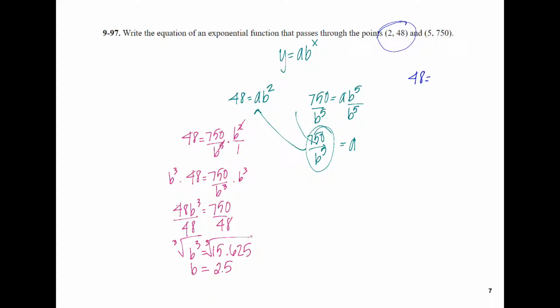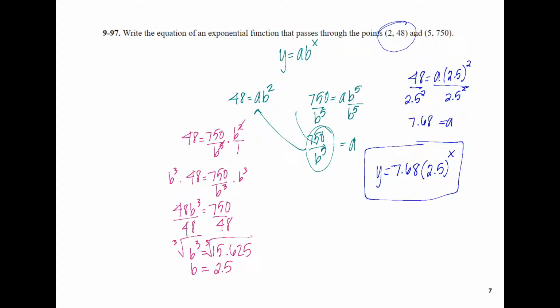48 is equal to a times 2.5 to the second power. Divide by 2.5 squared. Gives me 7.68. I then can write my equation as y equals, my initial value is 7.68, my multiplier is 2.5 to the x power, and I know that this equation goes through the 2 points above.